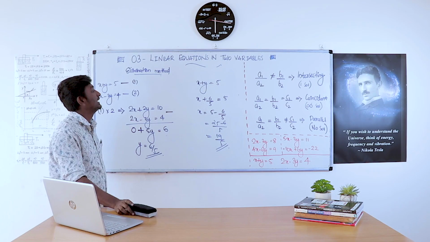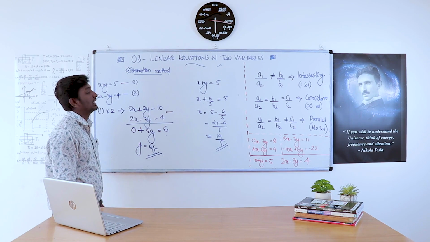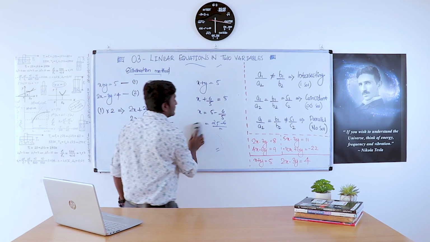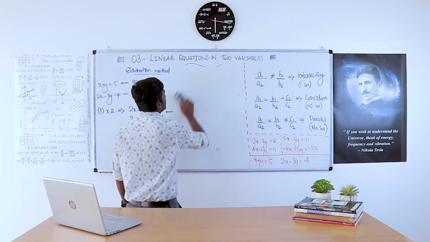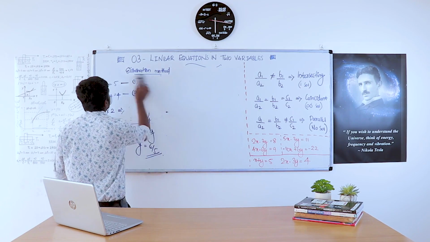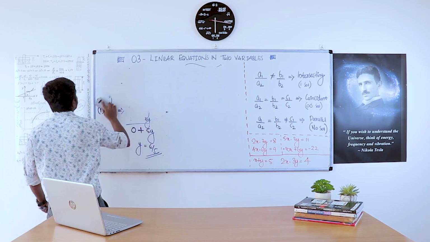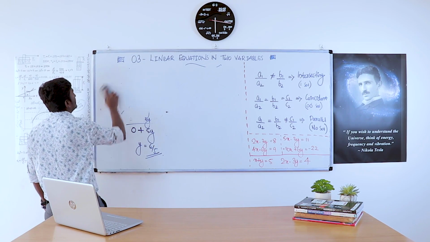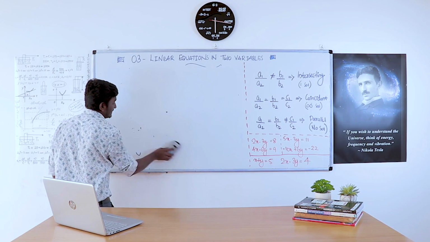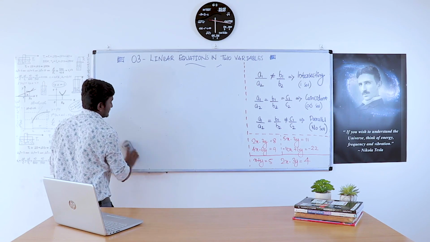This method is elimination method. We can solve one more equation by two methods, substitution method and elimination method, and we can check whether it is having same answer or different answer.